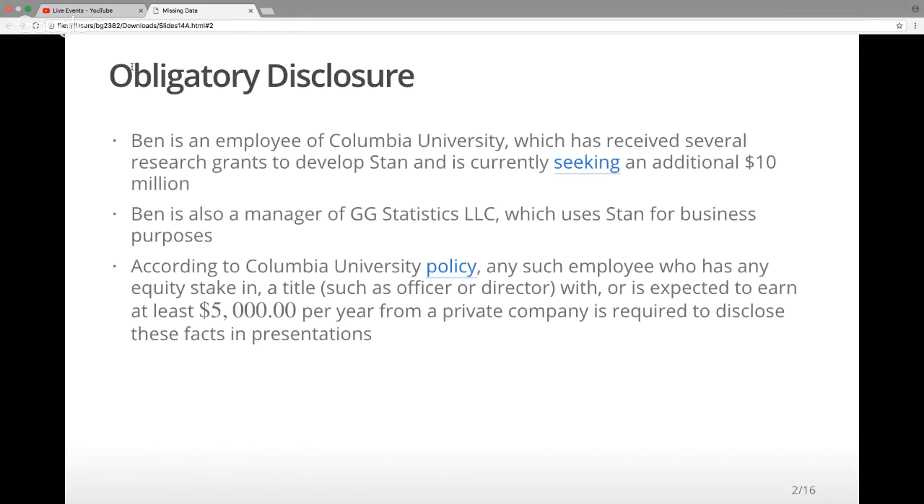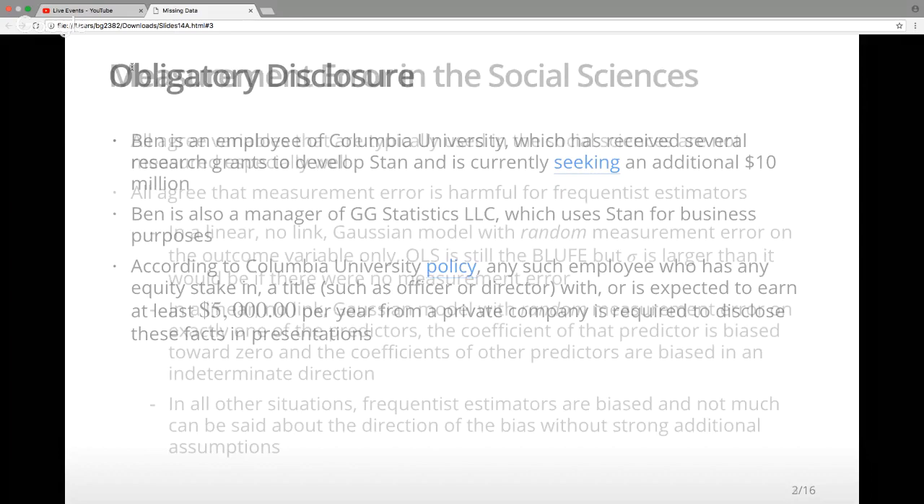Okay, so cool. Disclosure. I've already been talking about Stan, so perhaps I should have said this earlier, but anyway, Columbia developed Stan. I use Stan. Lots of people use Stan. Some business sorts of people use Stan, like Facebook last week and stuff like that. And according to Columbia University policy, those things amount to expected earnings of $5,000 per year. I'm required to disclose these facts before proceeding in a presentation.